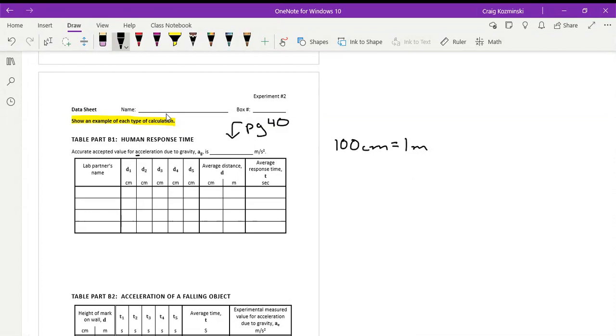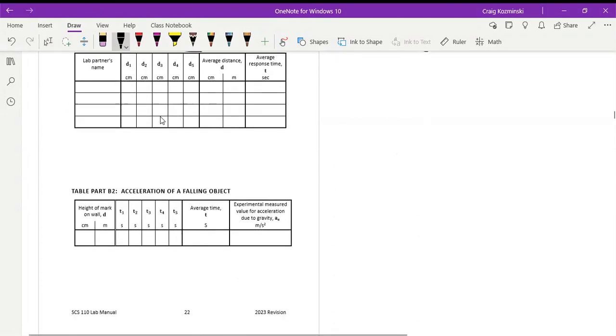For table part B1, you'll see that I've given you the page number in your lecture manual where you will find the acceleration due to gravity. I've already said it previously in this video, but if you don't want to go back earlier in the video, you can refer to page 40. I've also given you the conversion factor here to convert the distance that you measure as your response distance from centimeters to meters. You'll be needing that unit in meters to calculate the average response time.